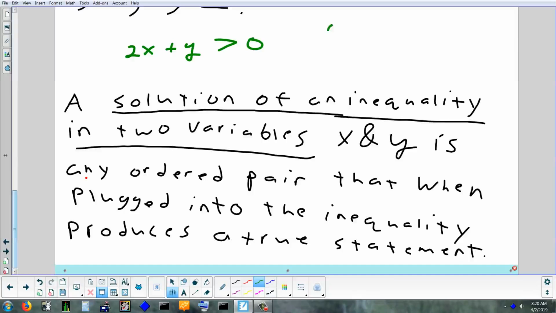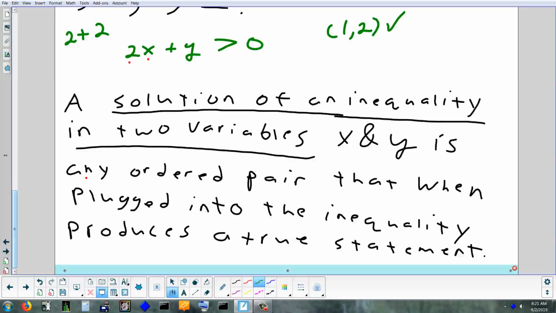Let me pick this point, (1, 2). Watch what happens if I plug it in. What's 2 times 1? 2. Plus y is 2. What's 2 plus 2? 4. Is 4 greater than 0? Yes. Then that coordinate right there is one of the solutions to that problem.